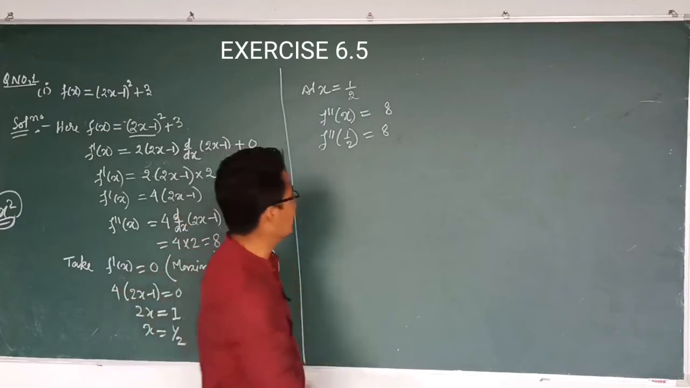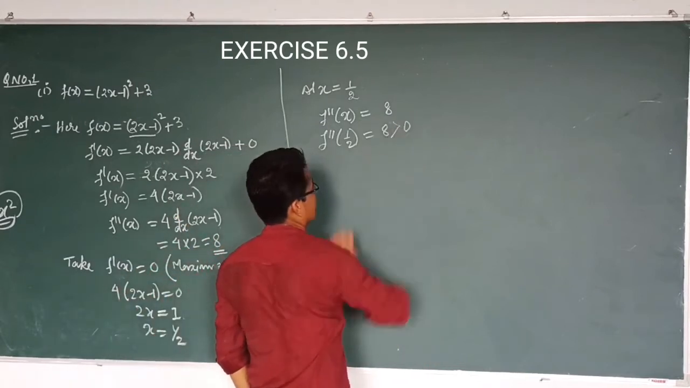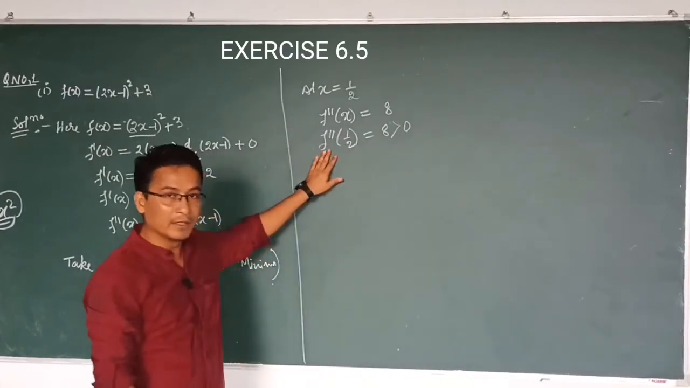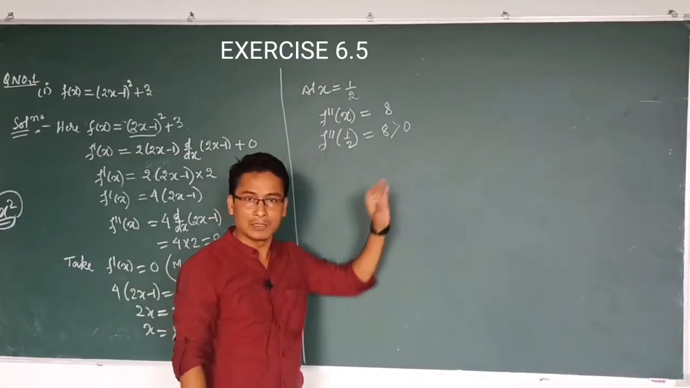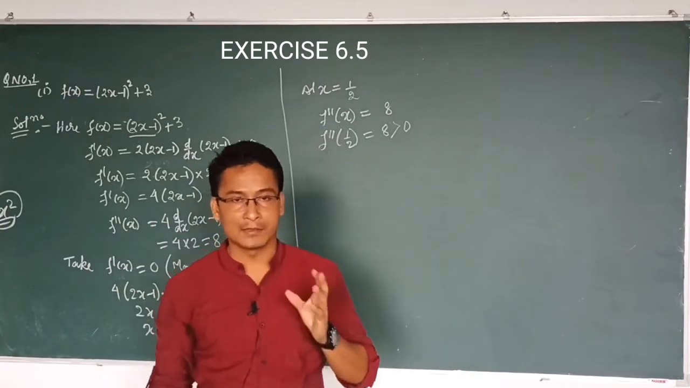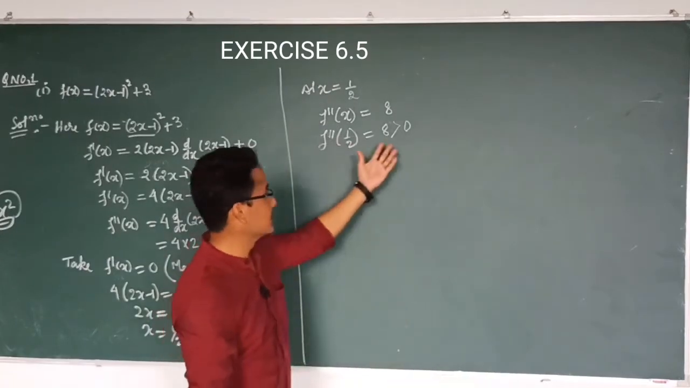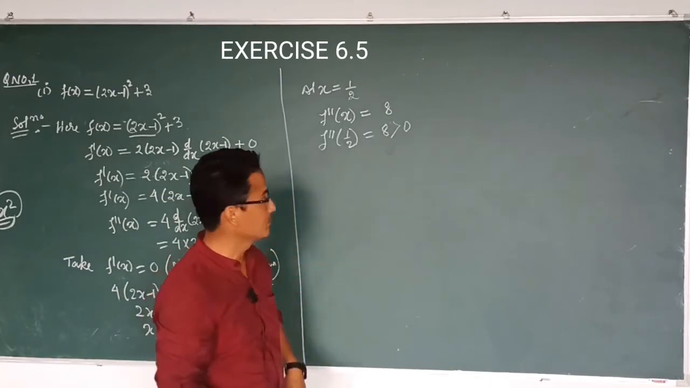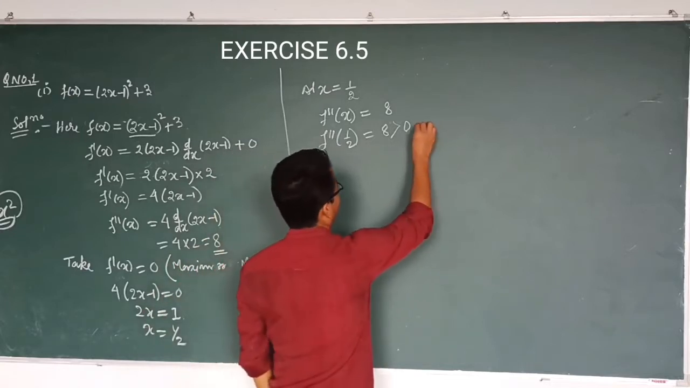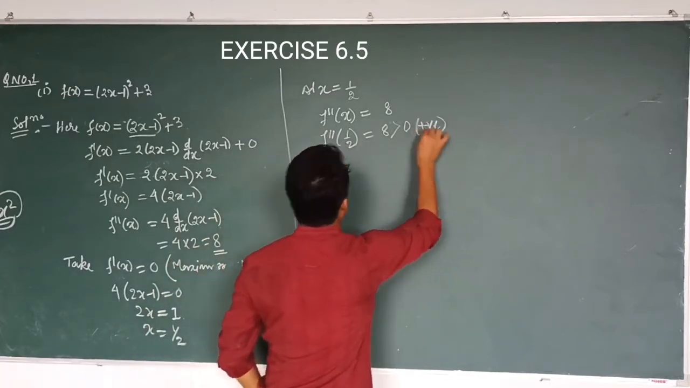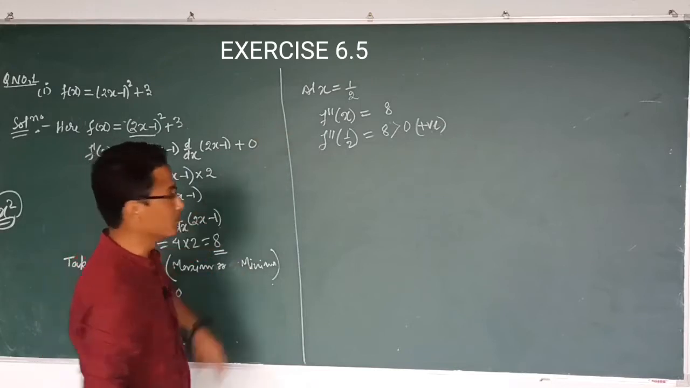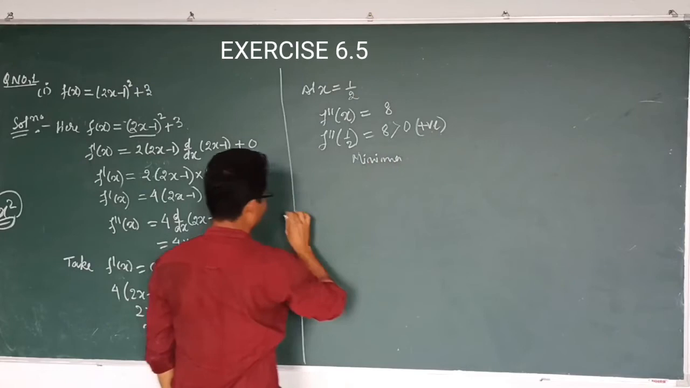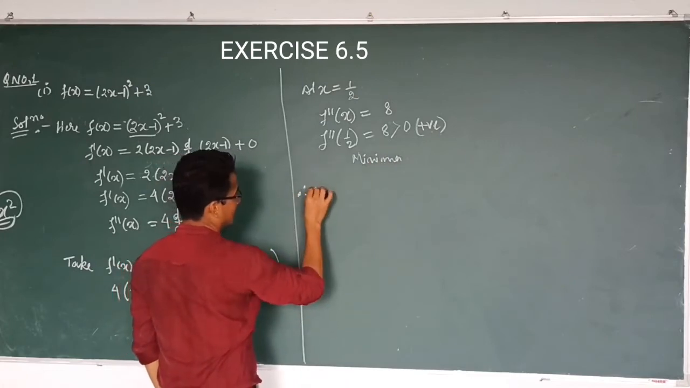So 8 means it is greater than 0. We already know that if the second derivative is greater than 0, then the point is a minima, and if it is less than 0, meaning negative, then it is a maxima. This is positive, so this gives a minima. This gives the minimum value. So now we are going to find the minimum value.